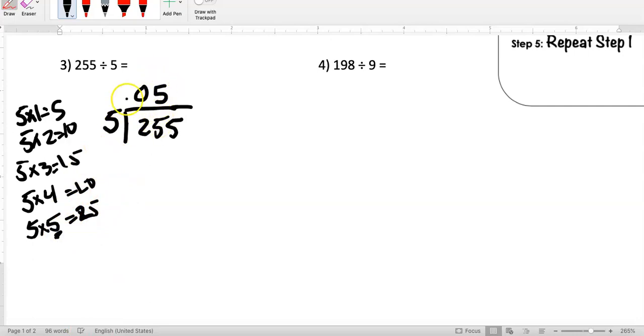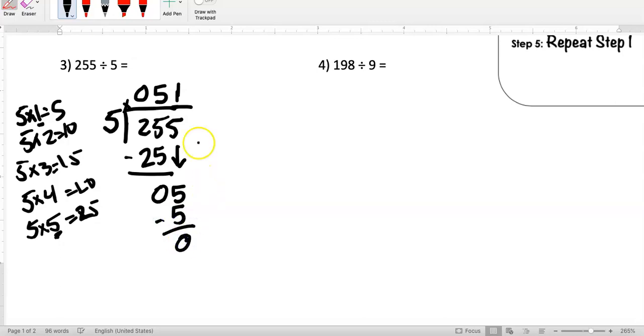Notice where I'm placing my 5. Don't forget to start multiplying. 5 times 5 gives you what? Gives you 25. I am going to subtract. 25 minus 25 is 0. Bringing down that extra 5 up top. 5 goes into 5. How many times? We have a 5 over here. So it goes into 5 one time. 1 times 5 gives me 5. I'm going to subtract again. 5 minus 5 gives me 0.